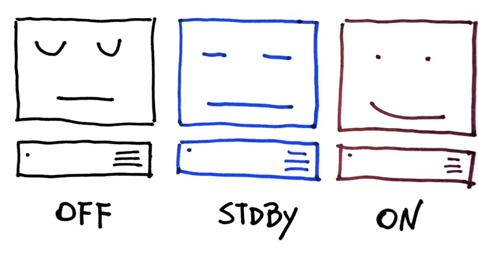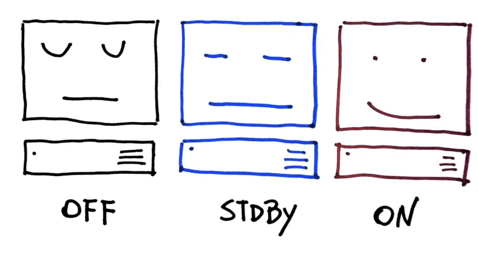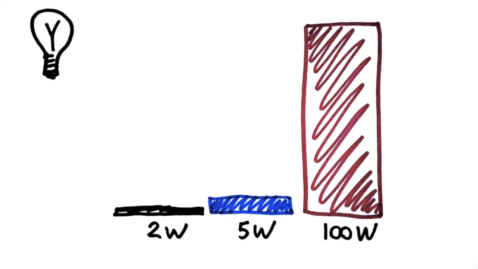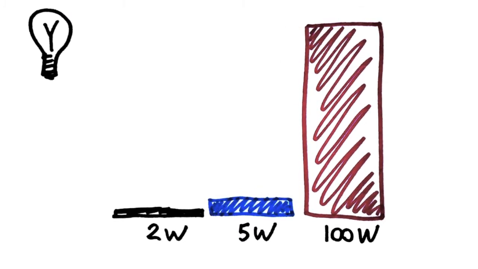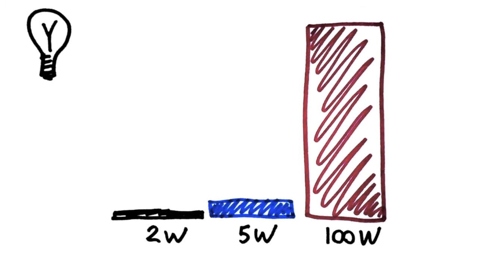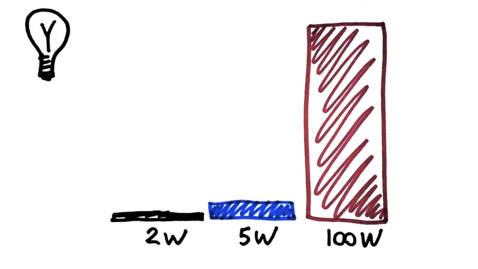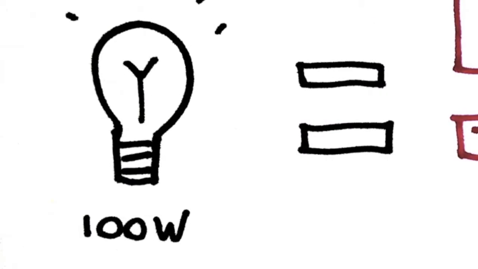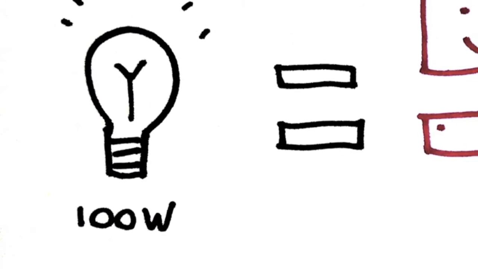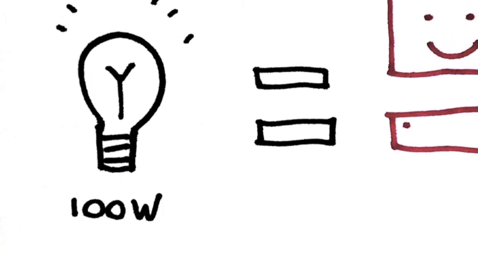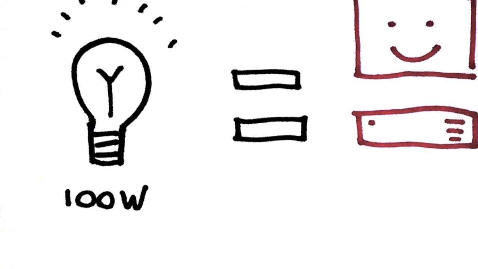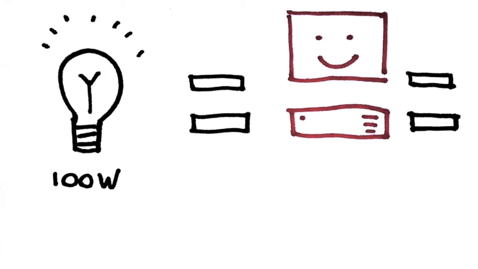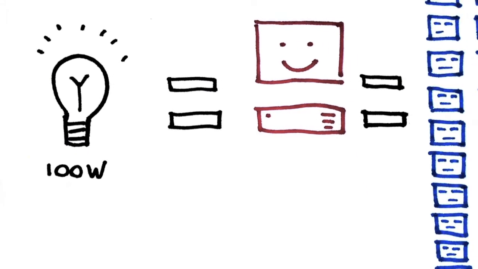A given PC can be in three basic power states. It can be off, it can be standby, and it can be on. This is obvious. But the real important concept is to learn that there's a huge difference in energy consumption between them: the on state is roughly 100 watts with a modern PC including the monitor, 5 when in standby and 2 when off. So with the same energy that a 100 watt light bulb consumes, you can power a whole PC, or you can power 20 sleeping PCs.